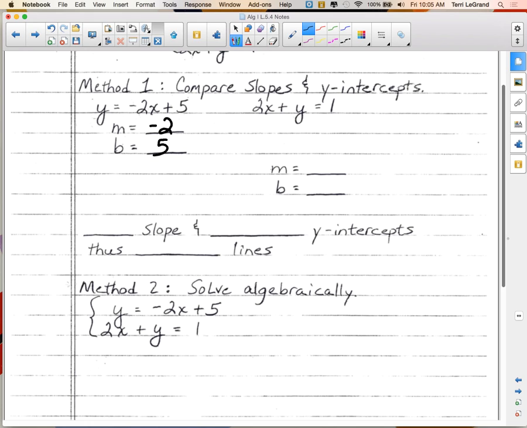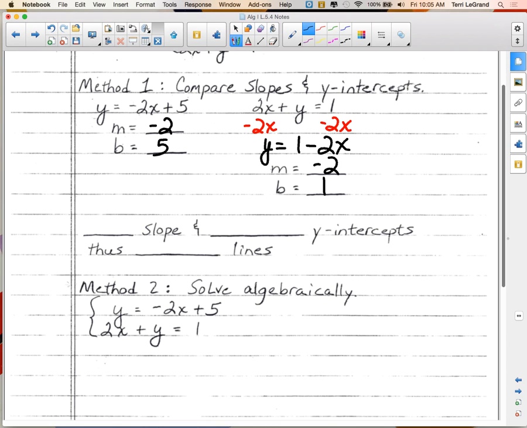Our other one's not quite ready to identify slope and y-intercept yet, is it? What do we have to do first? Subtract 2x. After we subtract 2x, the y is now by itself, and it is a positive y. That's good news. We have 1 minus 2x. So Hayden, what's the slope of this one? Negative 2. Okay, Tate, what's the y-intercept? 1. Okay. If we're using this method, we don't stop there.